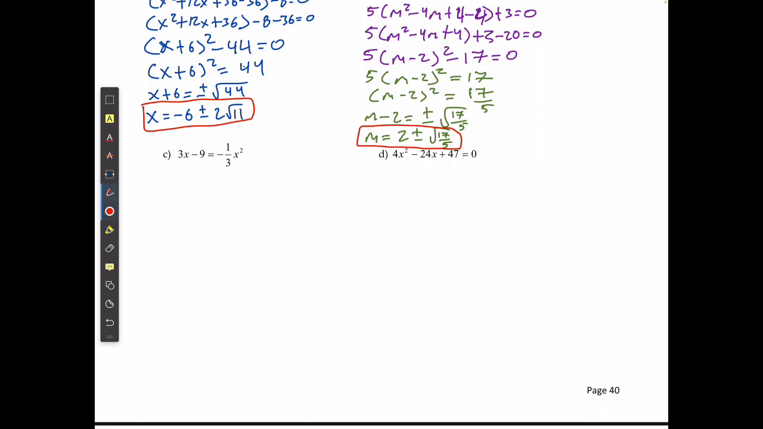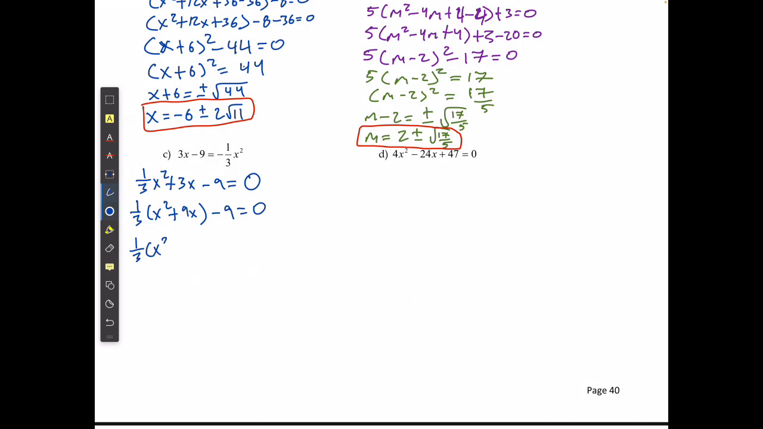For example C, I'm going to put everything on one side of the equation before I start completing the square. In this case, 1 over 3 x squared plus 3x minus 9 is equal to 0. 1 over 3 x squared plus 9x minus 9 is equal to 0.